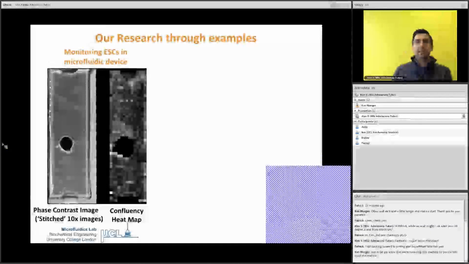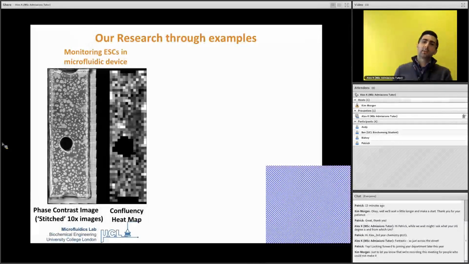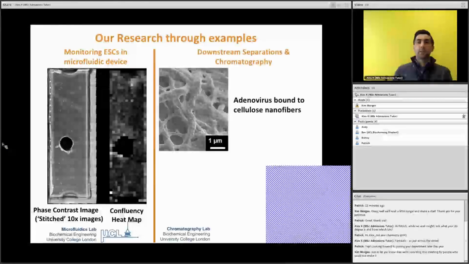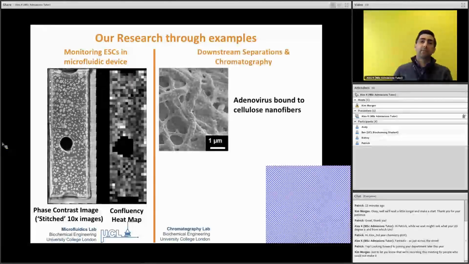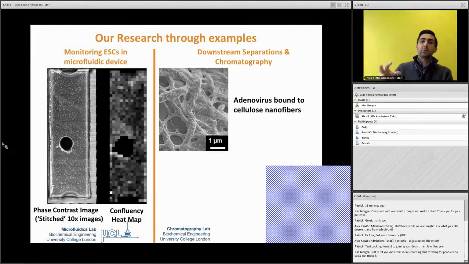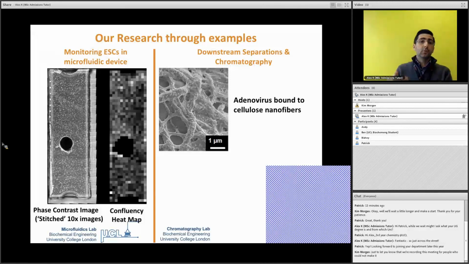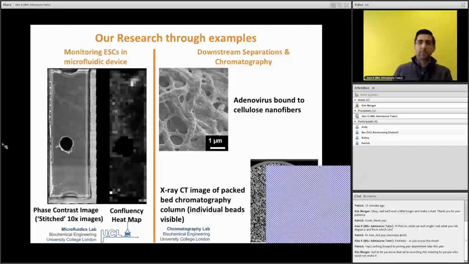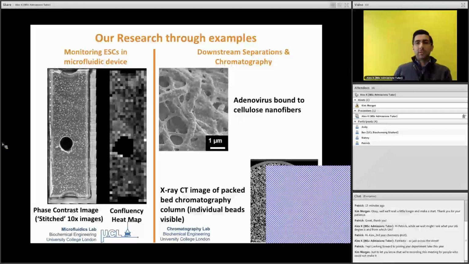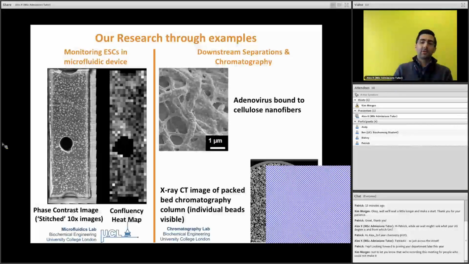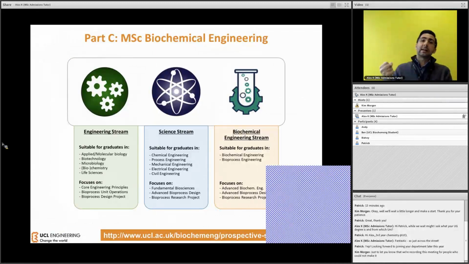Just to give you another example, this is very, very recent research from our chromatography lab, our separations lab. What they've done is develop novel cellulose-based nanofibers, nanomaterials that are able to capture adenovirus. Adenovirus is a very promising new potential pharmaceutic. And based on that knowledge and that material, they're trying to develop new chromatography, new separation techniques, to increase the efficiency with which we can separate this new potential pharmaceutic.